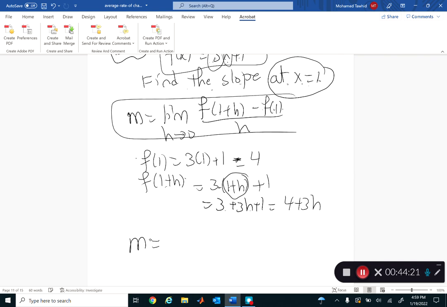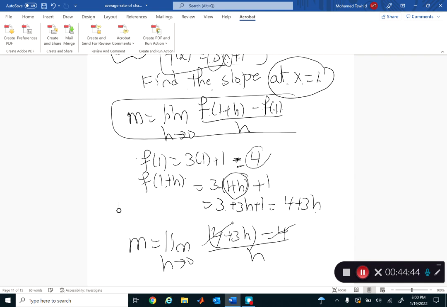So now that is my equation. Your slope here is limit, right? I'm not going to take the limit yet; I leave the limit at the end. f of 1 plus h, from here you have 4 plus 3h, minus f of 1. What is the f of 1 from here? Oh, f of 1 is 4. The whole thing over h. Look what you have: negative 4 cancels with 4.